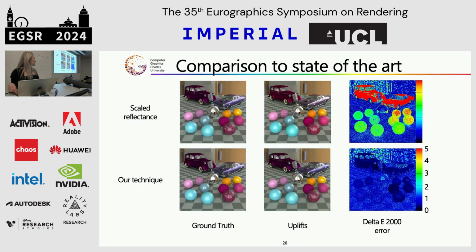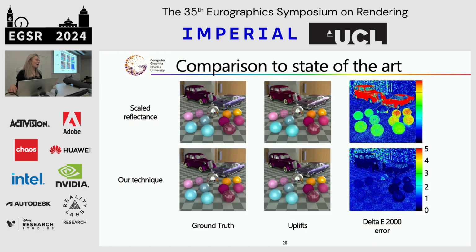So for example, you can see this on the scene here. The top line is the scaled reflectance uplift versus the ground truth, while the bottom line is our technique versus the ground truth. The delta E images, or the difference images, on the right are relative to delta E 5, which is already quite noticeable. And if you look at the cars, you can actually see it. So this shows that obviously our technique outperforms the scaled reflectance uplifting quite a bit.